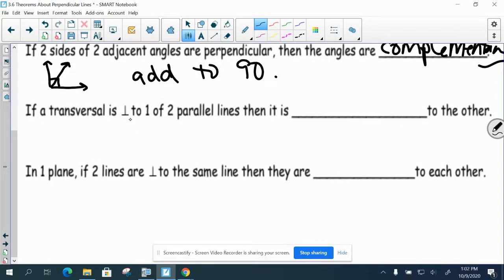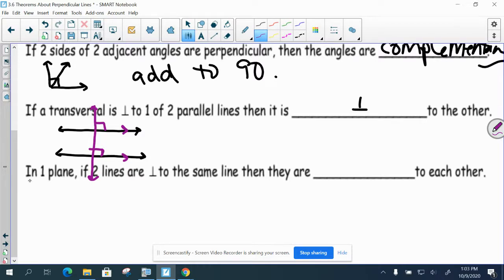And then, I guess we have 5. If a transversal is perpendicular to one of two parallel lines, then it is perpendicular to the other. So if you have two parallel lines, we'll give them a marking of being parallel. And if you have a transversal that goes through them, if it's perpendicular to this one, then it's got to be perpendicular to this one. That's what the theorem says.